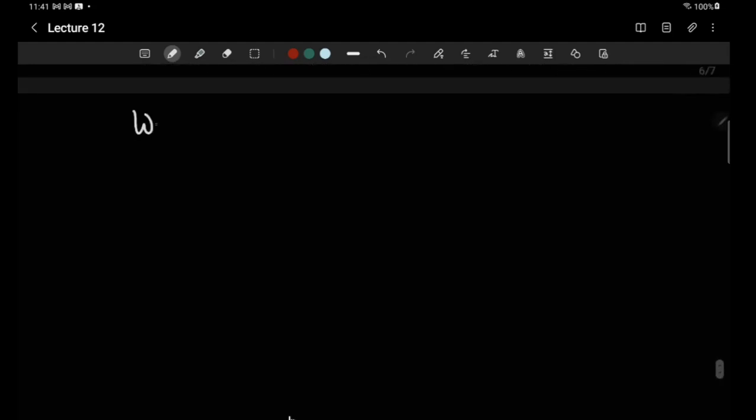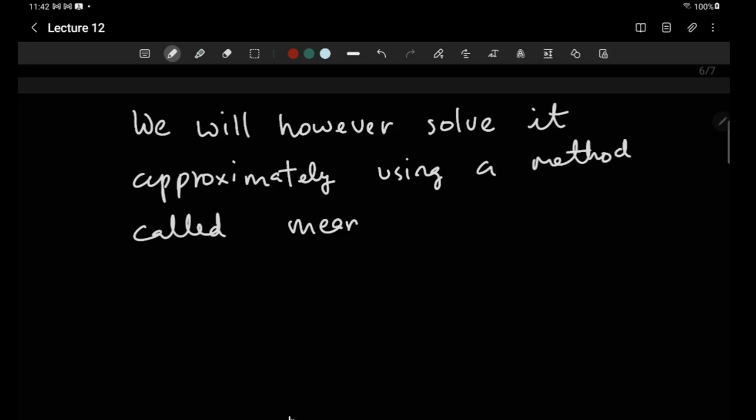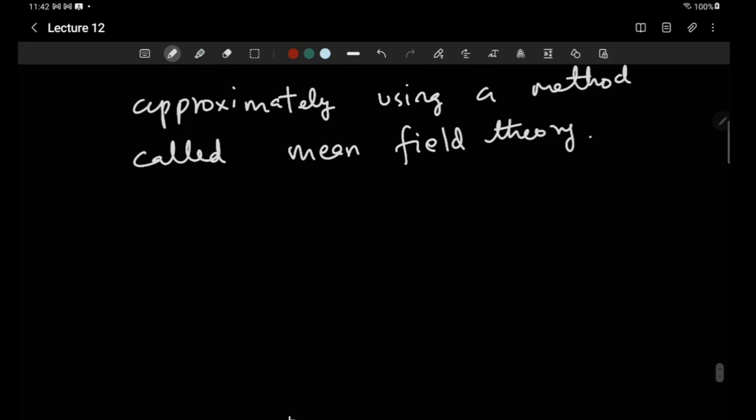We will, however, solve it approximately using a method called mean field theory. I'll illustrate it for the case of a 2D square lattice, but the dimension won't matter, you'll see in a moment. Let's pick one site, and let me indicate the nearest neighbors on a square lattice, not a circular lattice. I don't know what circular lattice means. So these are the nearest neighbors.